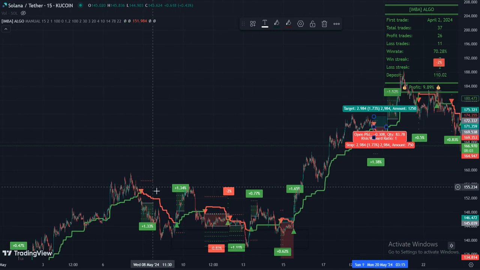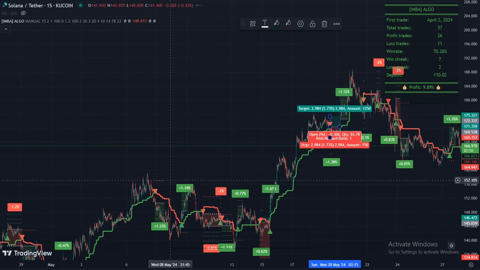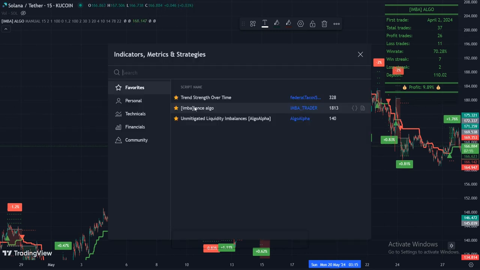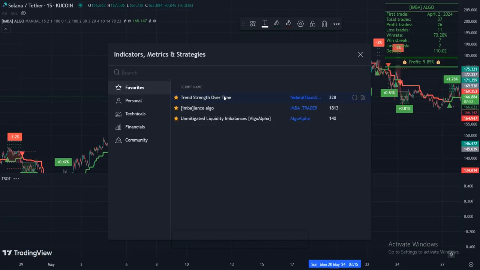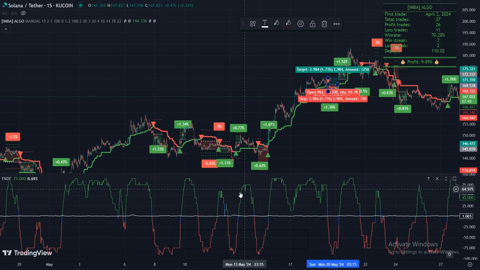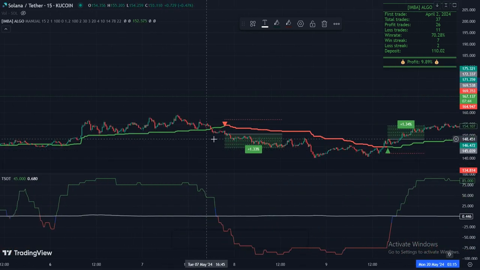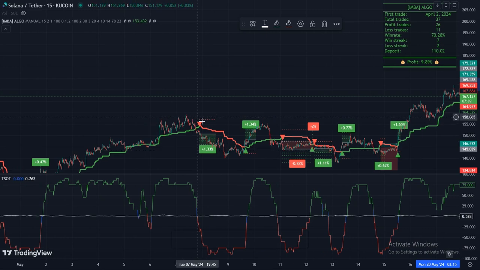For the second confirmation indicator, I recommend adding an oscillator instead of another overlay tool like a moving average, etc. I found a good oscillator called Trend Strength Over Time by this creator right here. This simple yet effective filter will cancel buy and sell signals that go against the prevailing market sentiment. The oscillator is neither too slow nor too fast. It's just right.